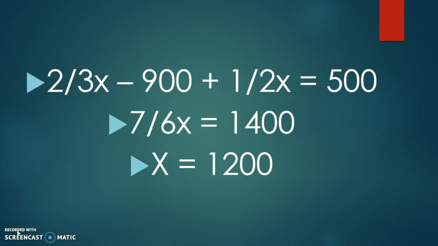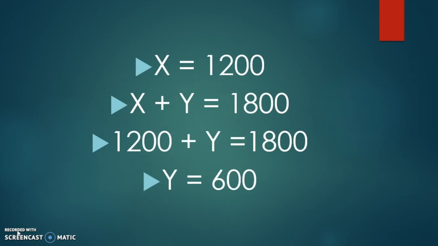We divide both sides or multiply it by 6/7 on the left and right. So on the left, that would equal 1. 1 times x equals x. And 6/7 times 1,400 equals 1,200. So we know x equals 1,200.